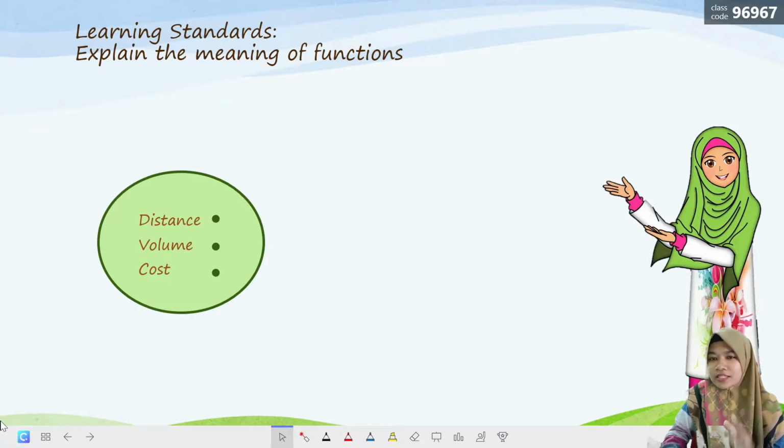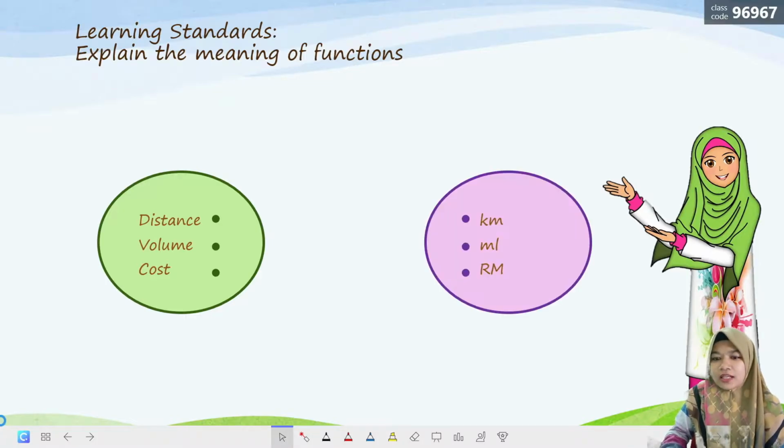Okay, you have a set of the elements in a set. Okay, distance, volume, and cost. Okay, this one in one set. Okay, and another set you have kilometer, milliliter, and rm. So what are the relationship between set A and set B? Okay, the relationship is about unit.